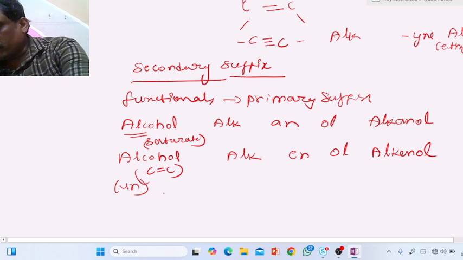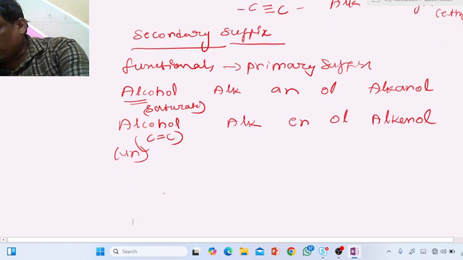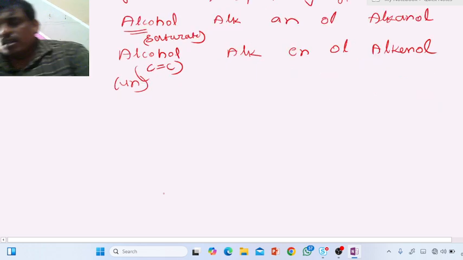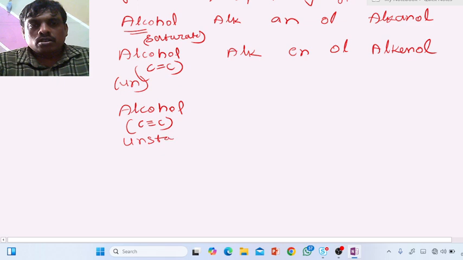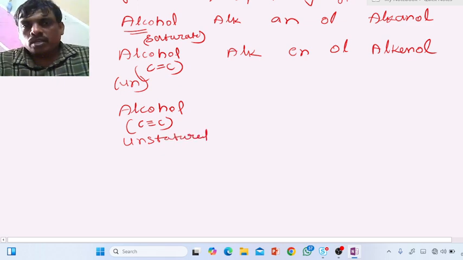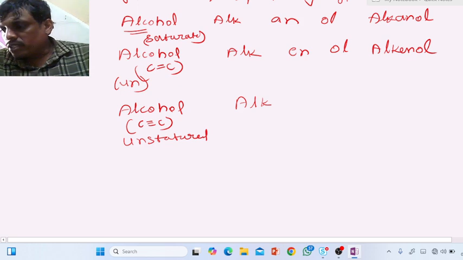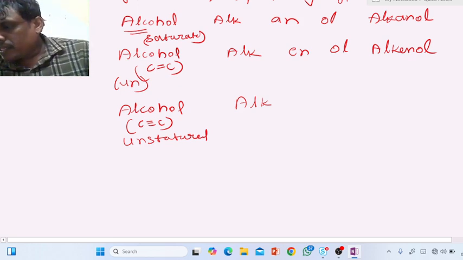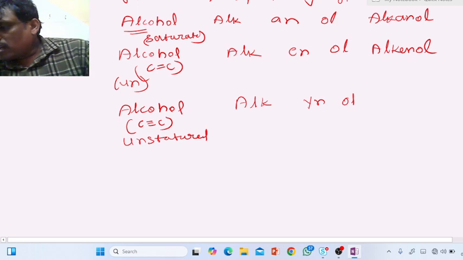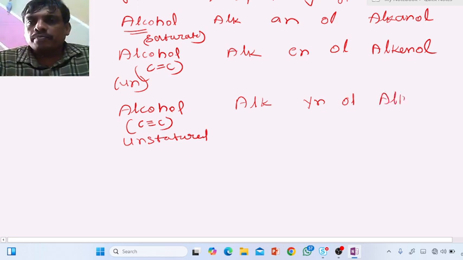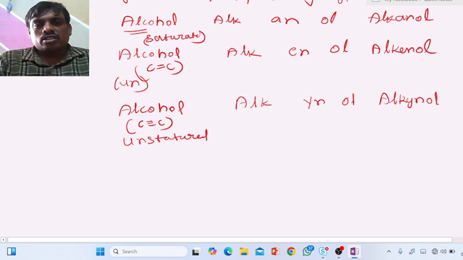Now let us take one more example. Alcohol unsaturated with a triple bond between the carbons, C triple bond C. As you know, alk is the root word, yn is the primary suffix, and ol is the secondary suffix. Alkynol is the generic name.